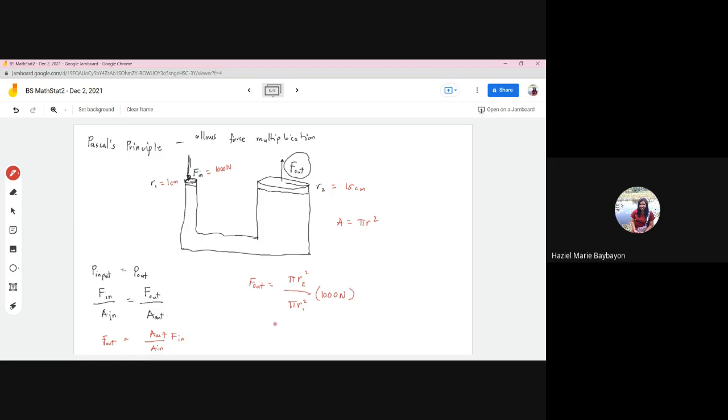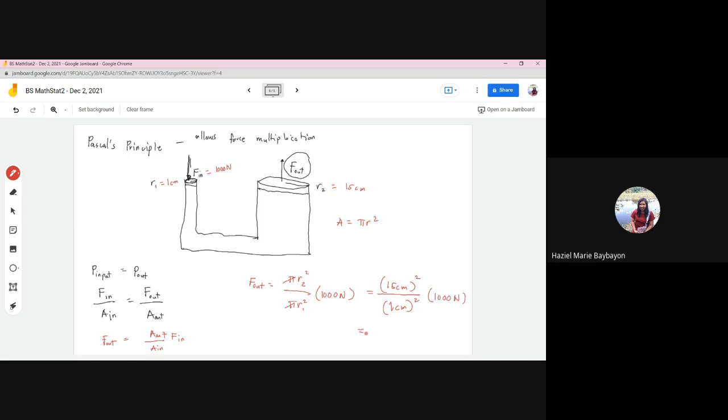Okay. So this is equivalent to, we can cancel pi out. Your r sub 2 is 15 centimeters. So there is no need for us to substitute. There's no need for us to convert into standard units since the units cancel out. So we have 1 cm squared multiplied by 1,000 newtons.